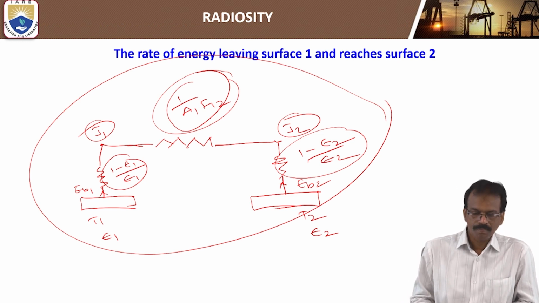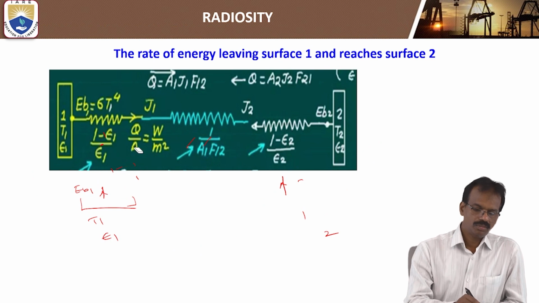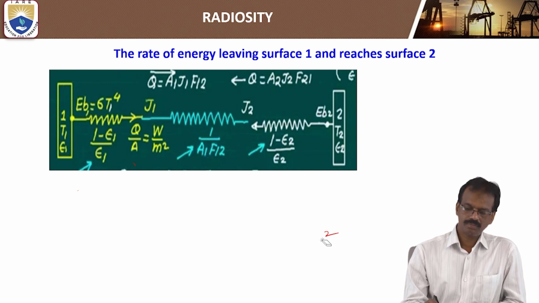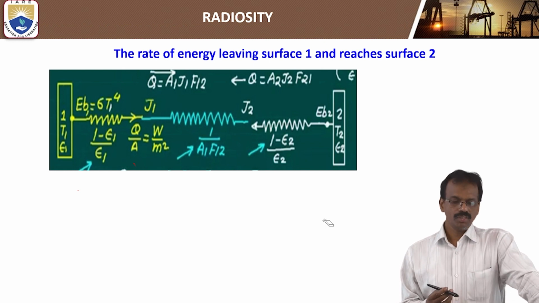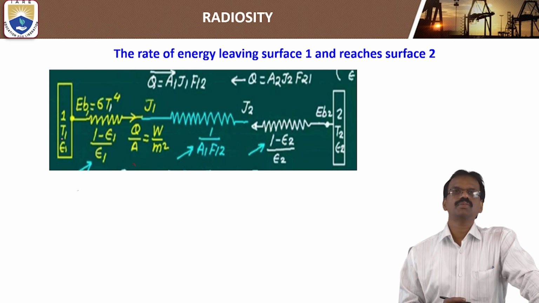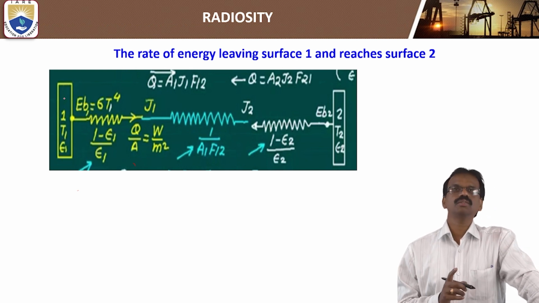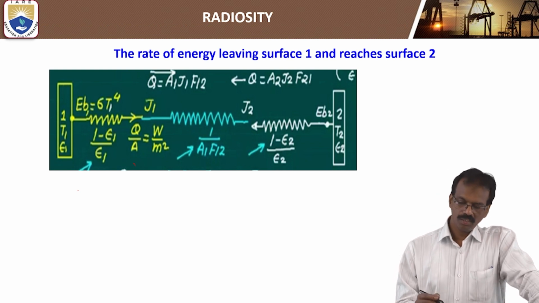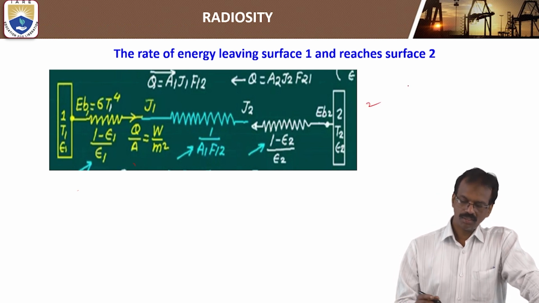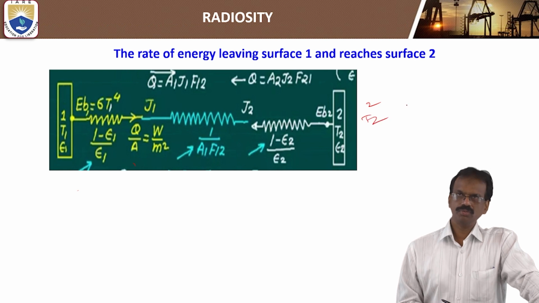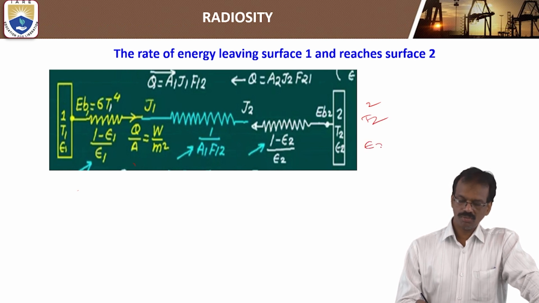We are considering two surfaces, surface 1 and surface 2. For surface 1, the temperature is equal to T1 and the emissivity is equal to epsilon 1. So we can say it is represented by 1, that shows surface 1. For the second surface, the temperature is equal to T2 and the emissivity is equal to epsilon 2.